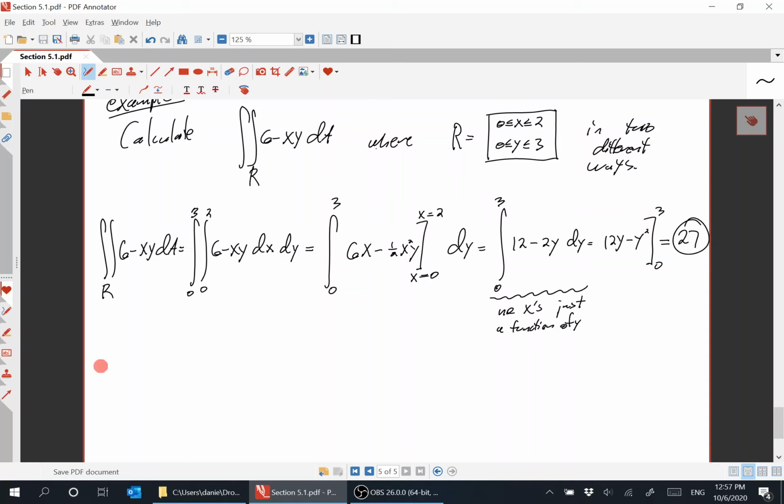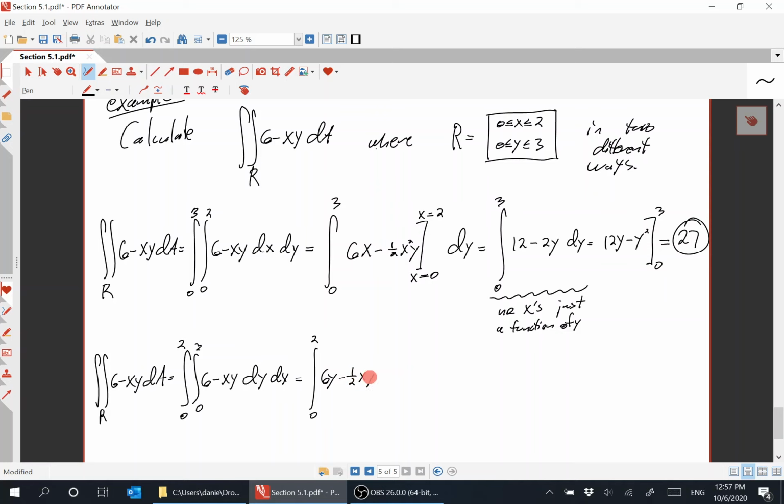Okay? The other way around, the double integral of 6 minus xy dA is equal to the iterated integral from 0 to 2, 0 to 3, of 6 minus xy dy dx. First we do the antiderivative with regard to y: 6y minus 1/2 xy squared, evaluated from y equals 0 to y equals 3, and then dx.